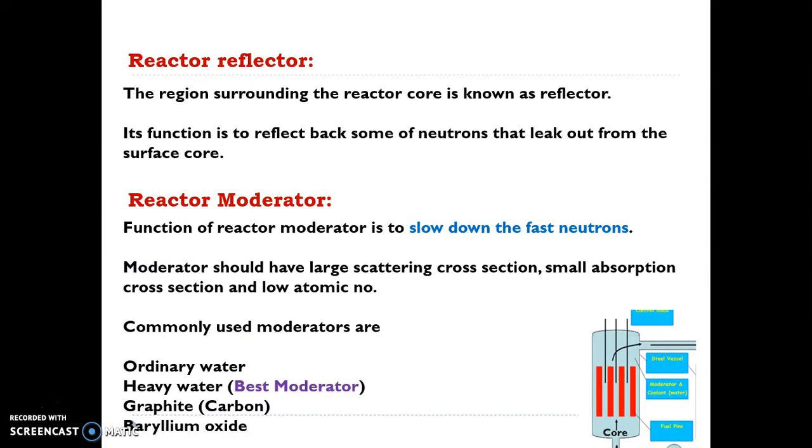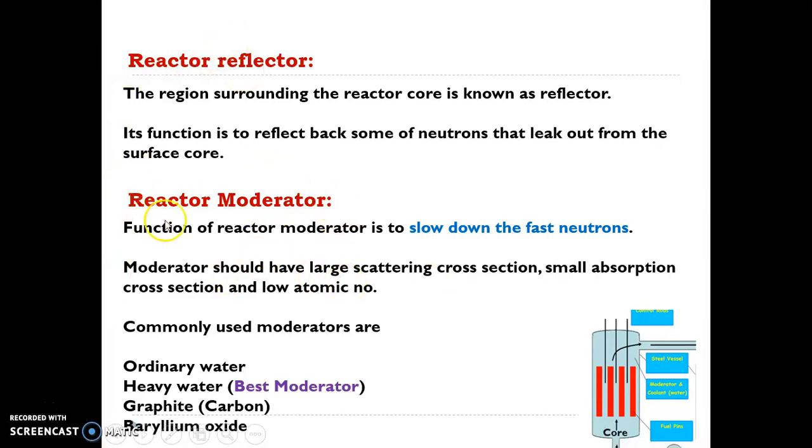The next part is the reactor reflector. The region surrounding the reactor core is known as the reactor reflector. Its function is to reflect back some neutrons that leak out from the surface of the core. Some neutrons, due to their high energy, try to come out of the core, and if there is a loss of a high amount of neutrons, the fission reaction will not be of appropriate amount. That's why reflecting those neutrons back into the core is done by the reactor reflector.